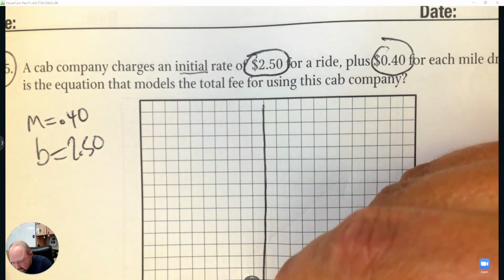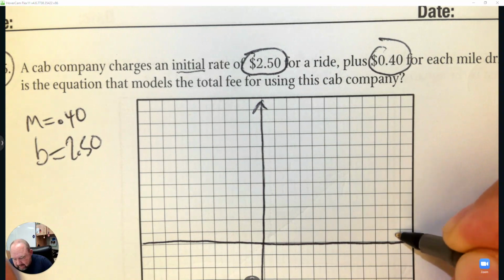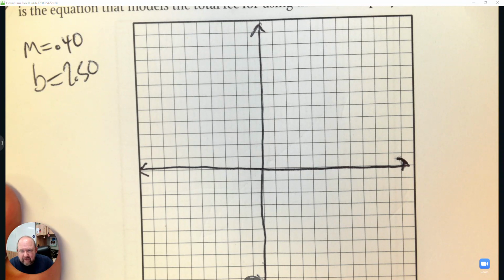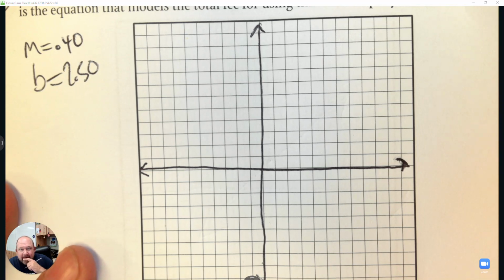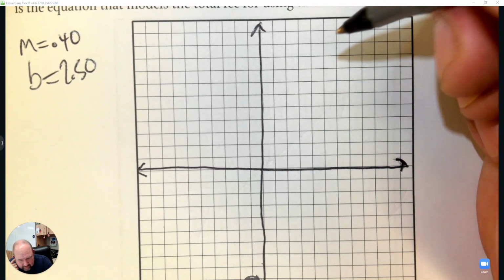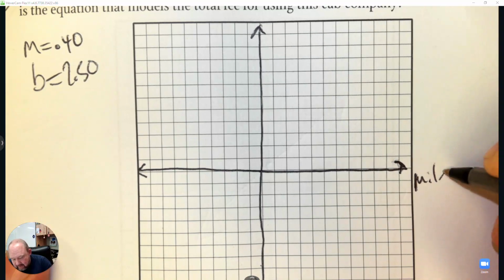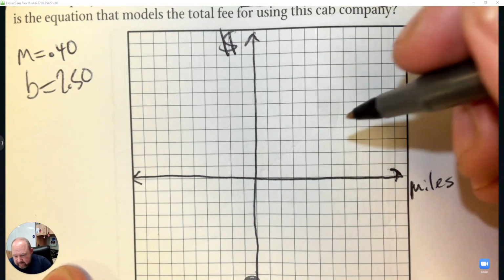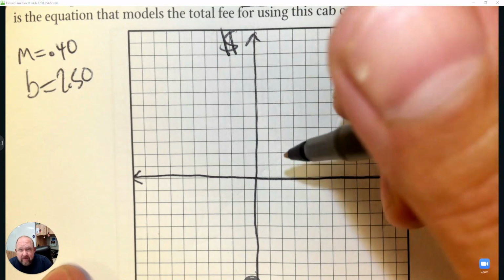The challenge is the scale that I'm going to use. So I'm going to try to be as simple as I can with this scale. 40 cents is the rate, $2.50. I'm going to count by 40 cents. So this is going to be miles. This is going to be the money it's going to cost. So I think, to make it simple for myself, I'll probably count by 40 cents.